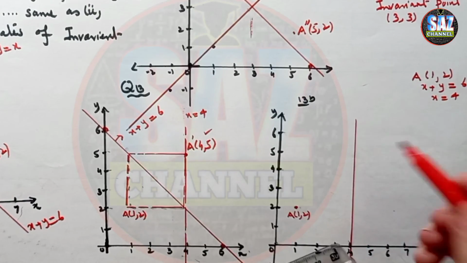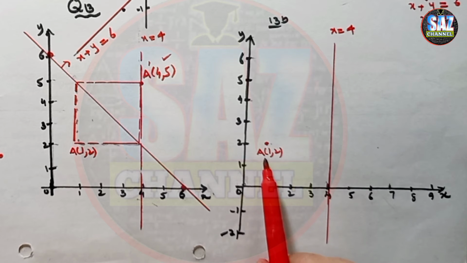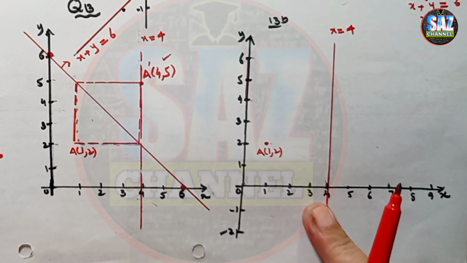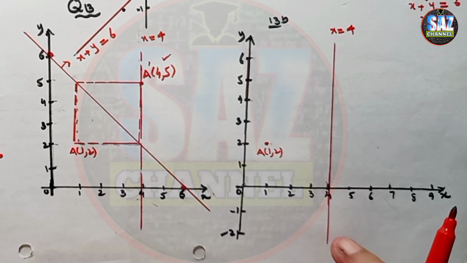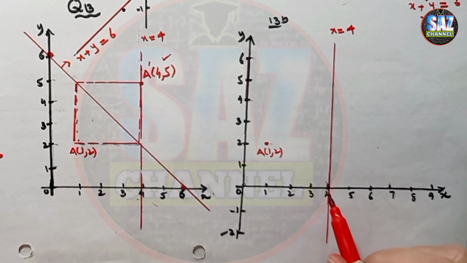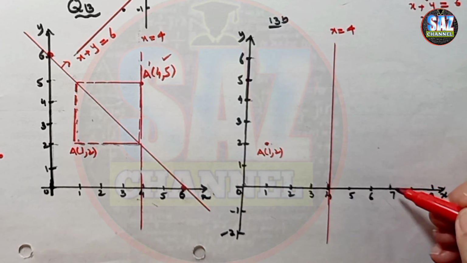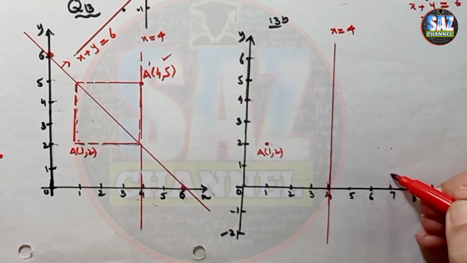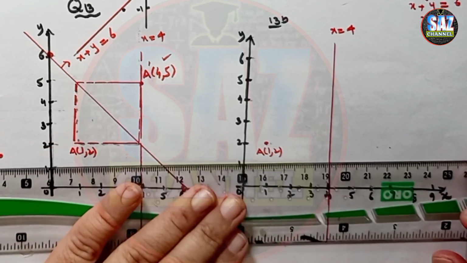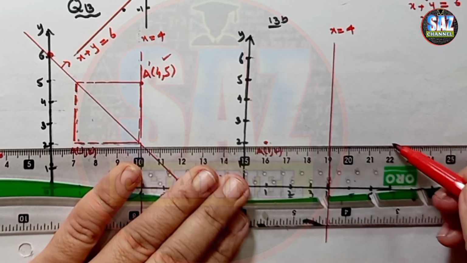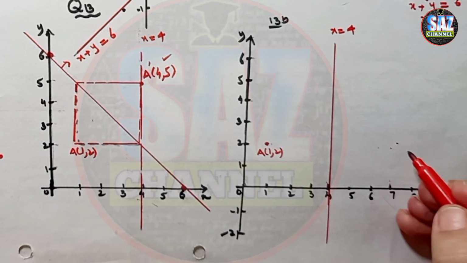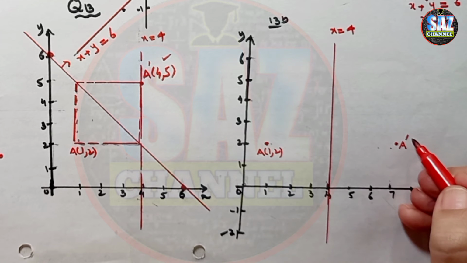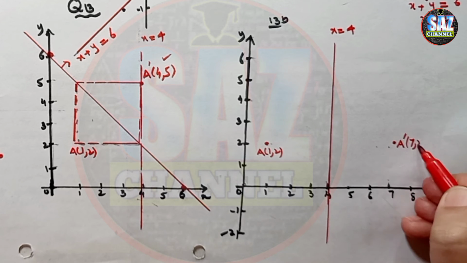X equals 4. Be careful about the horizontal and vertical lines. The object is at 1 and the mirror is at 4. So in between we have a 3 unit gap. So the image will be formed at 3 unit distance from the mirror line, and that will be 7 with 2. I have to reach 7 and stop in front of 2. The height has to remain the same. So the coordinates of the image in this case under x equals 4 are 7 with 2.